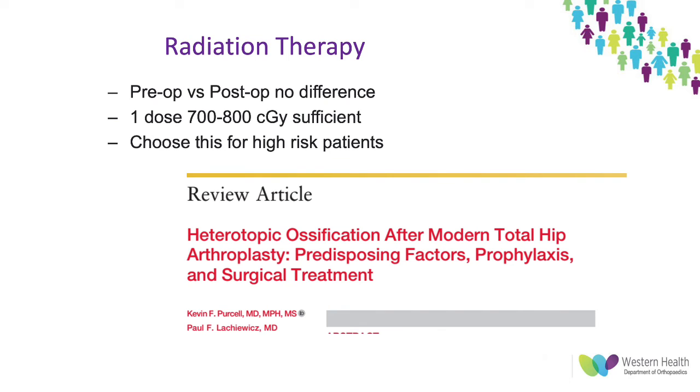In terms of radiation therapy, Milakovic et al., in a large multi-center study, showed that there was no difference between radiation prescribed before surgery and after surgery, and that one dose of 700 to 800 centigray was sufficient. This option would be preferable to NSAID therapy alone in patients who are deemed high risk.